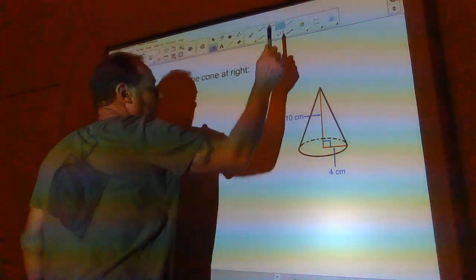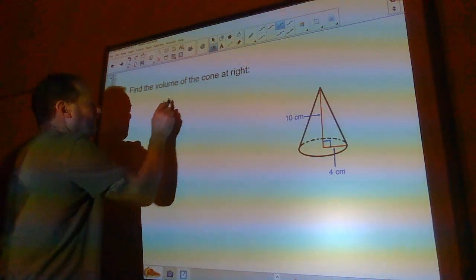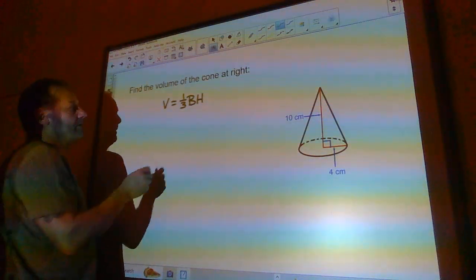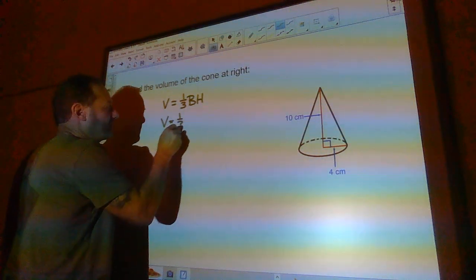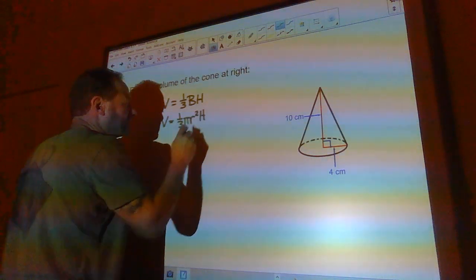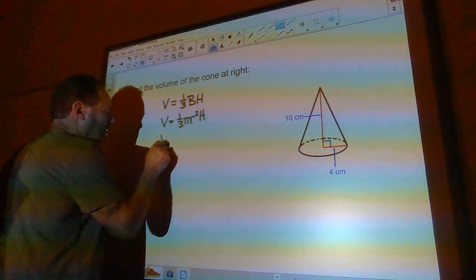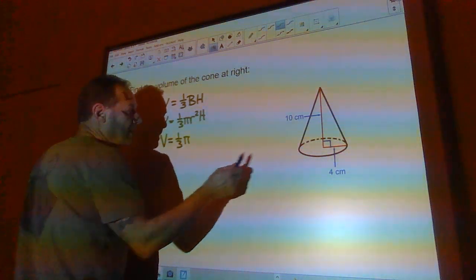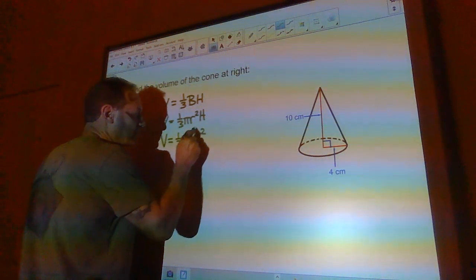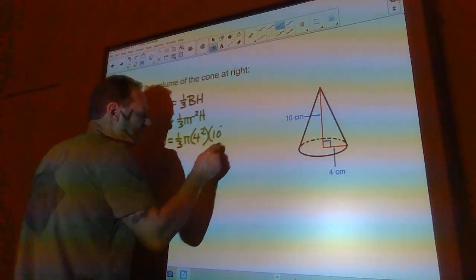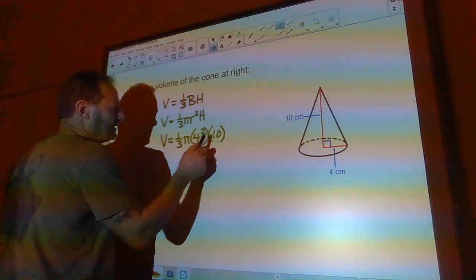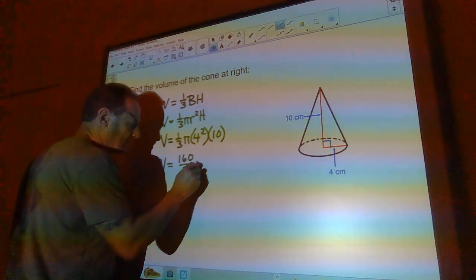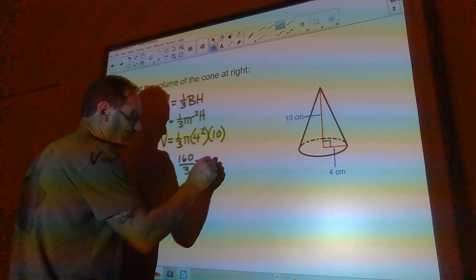Okay, on this one, we have a cone. Again, cone or pyramid shape, volume is 1/3 the area of the base times the height. The area of the base is a circle, so this is 1/3 pi r squared times h. So 1/3 is just 1/3, pi is just pi. R is going to be 4 squared, and the height is 10. So this is 16 times 10 is 160 divided by 3 times pi. There's my exact answer.